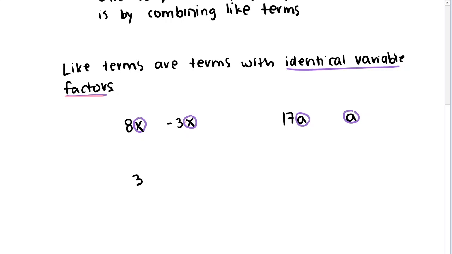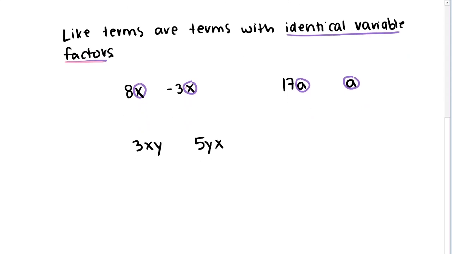What about 3xy and 5yx? Are these like terms? Are the variable factors identical? Are they the same between these two terms? Well, if I look at the term on the left, what are the variable factors? There's this factor of x and this factor of y. And then on the right, there's this factor of y and this factor of x. And here, the order of multiplication doesn't matter. They both have factors of x and y, and just a single factor of each. These are both like terms. So maybe I'll put a little check mark between all of these. These are all examples of like terms.